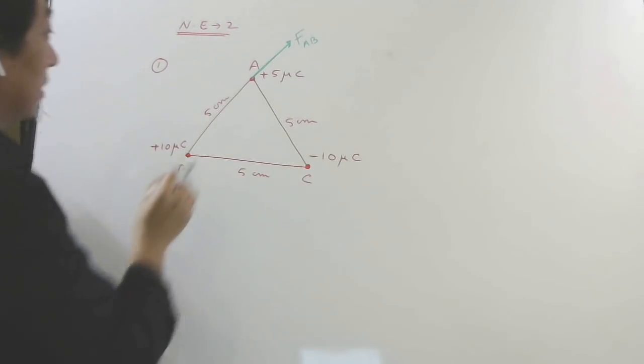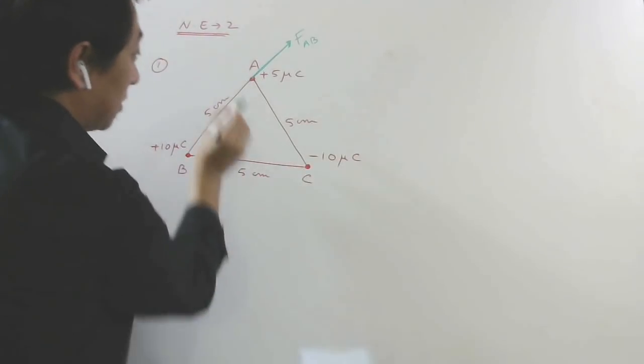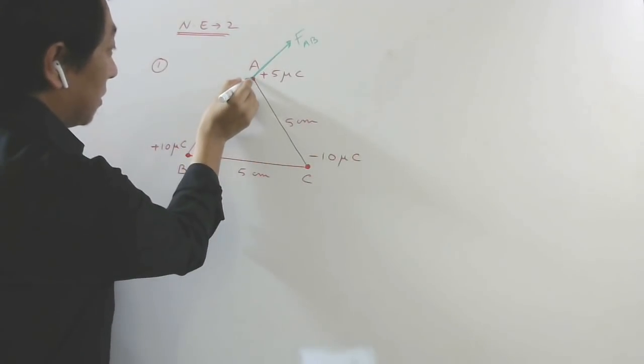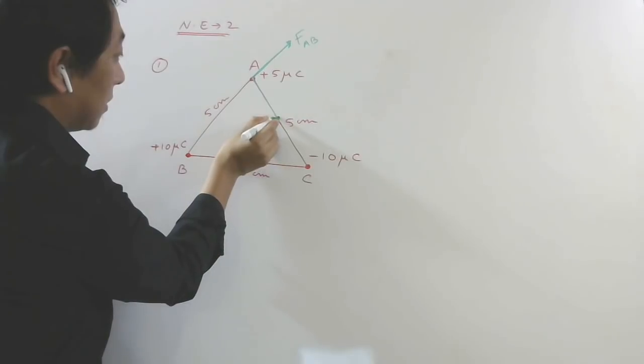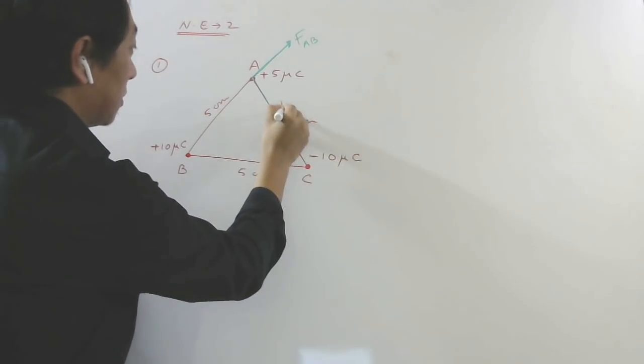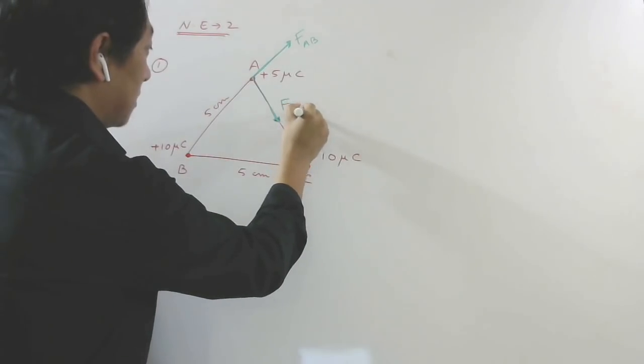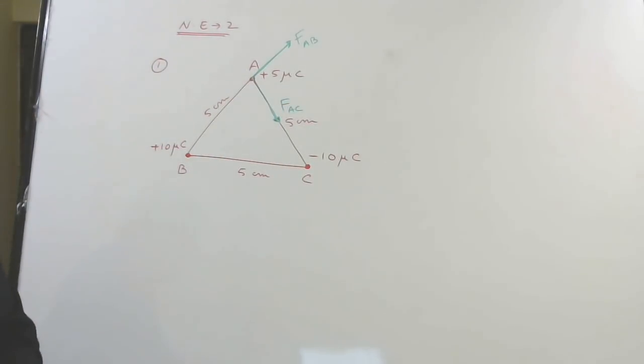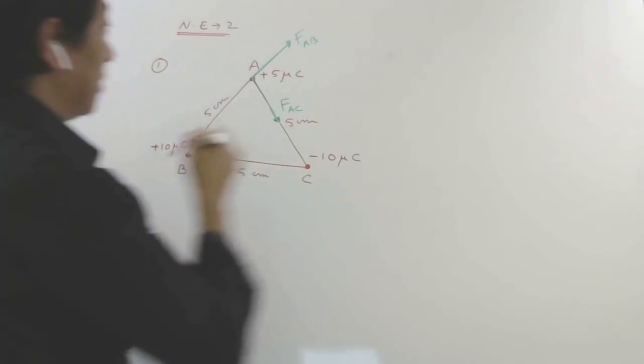Okay, similarly, this will be attracted to this along the line joining them. So it will be like this. This will be the force on A by C. So these are the directions. Let us now write the magnitude.